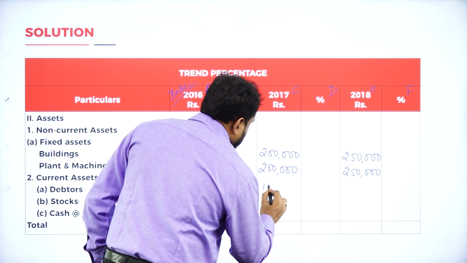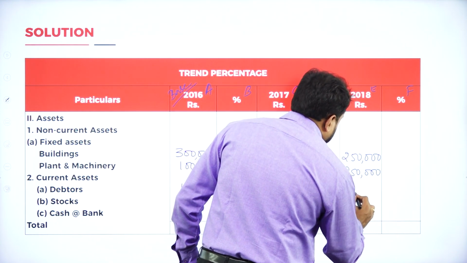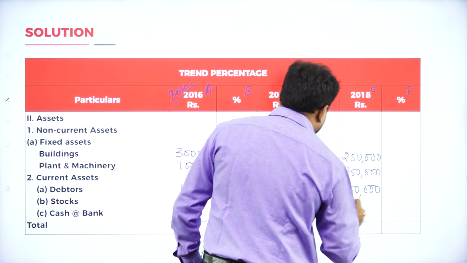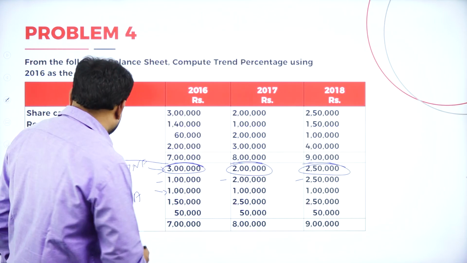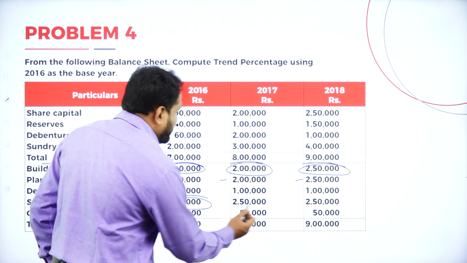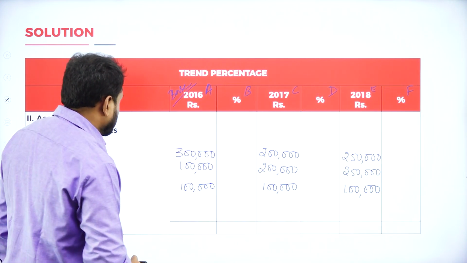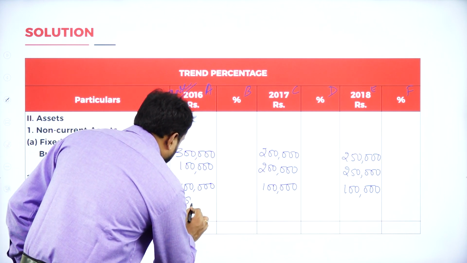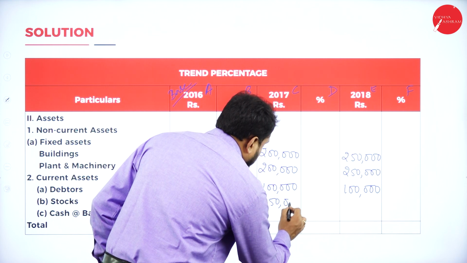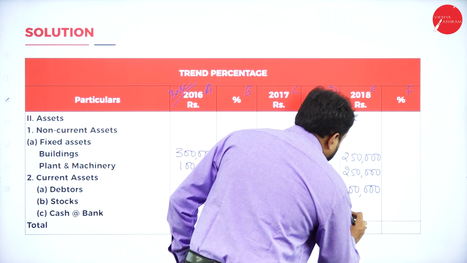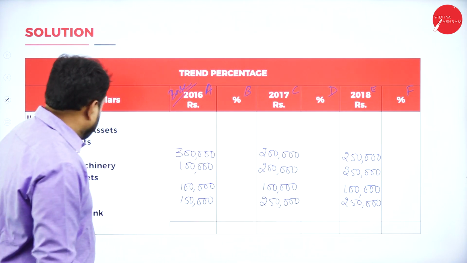1 lakh, 1 lakh, 1 lakh. Next we have stocks. Now for stocks, how much is it? Stock is 1 lakh 50,000, 2 lakh 50,000, 2 lakh 50,000. So we'll write here 1 lakh 50,000, 2 lakh 50,000 and then 2 lakh 50,000. Next, cash at bank.